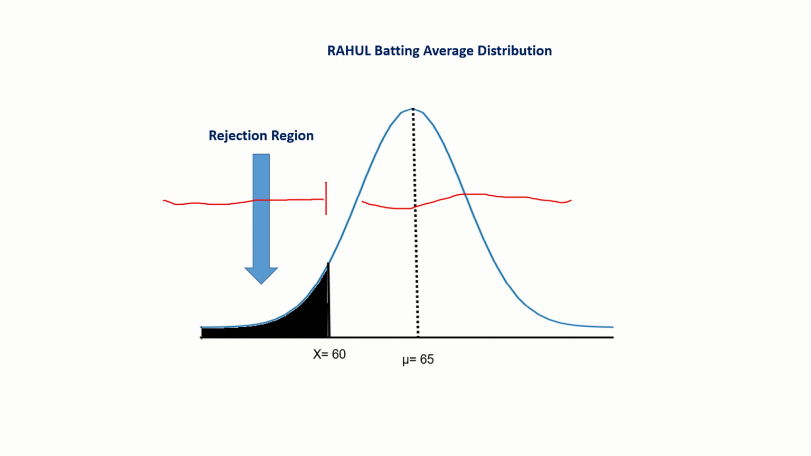Suppose Rahul is your close friend and you do not want to reject him because you know that he is a good player or whatever may be, but he is not playing well. What are you going to do? But you want to accept him. In this case, what are you going to do? Obviously, you are going to change the cutoff score.